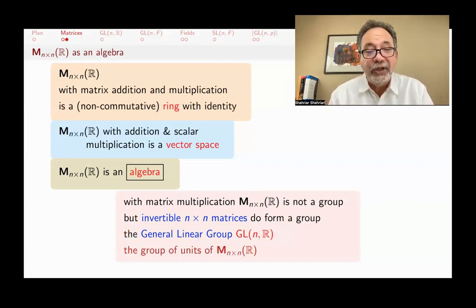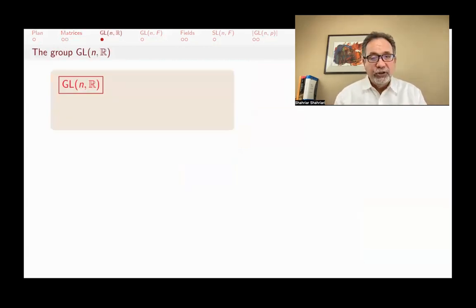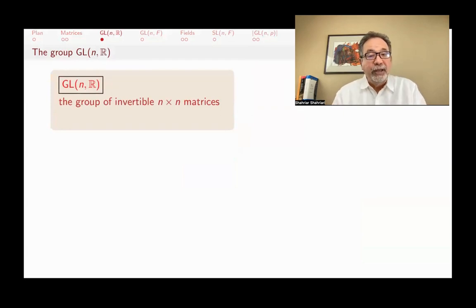This is the group of units of n by n matrices. When you look at multiplication, you don't get a group, but if you throw away all the elements that don't have inverses, then you do get a group. GL_n(R) is the group of invertible n by n matrices. An invertible matrix is a matrix such that there's some other matrix that you can multiply by and get the identity matrix, the matrix with ones down the diagonal and zeros elsewhere.